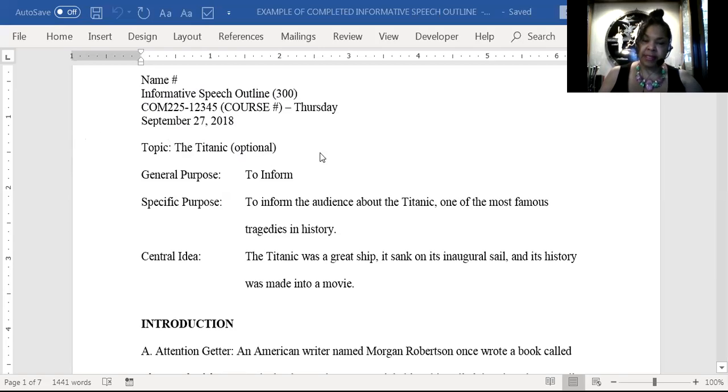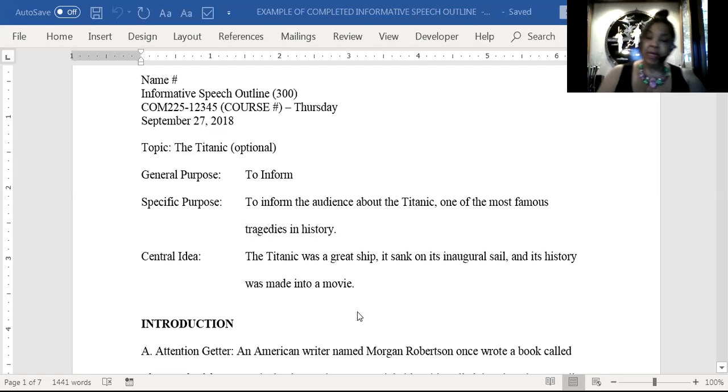All right. This is a long time ago. The topic here was the Titanic. You don't always have to do that. You can start straight away if you want with your general purpose. Notice though how after general purpose, specific purpose, and central idea, it is tabbed over. So these are right here. So even when there's a second line, it is all tabbed over nice and neatly. It is just for the objectives.